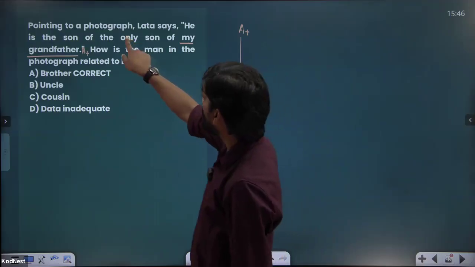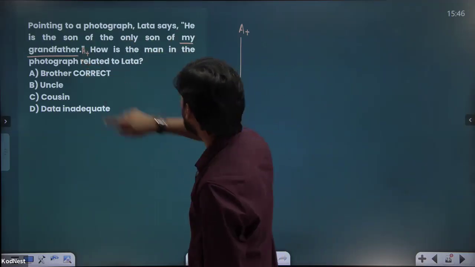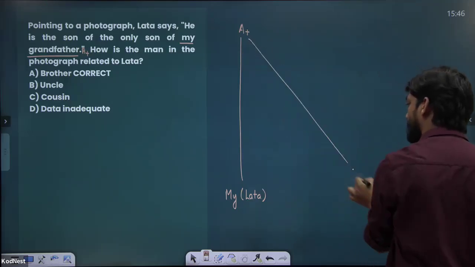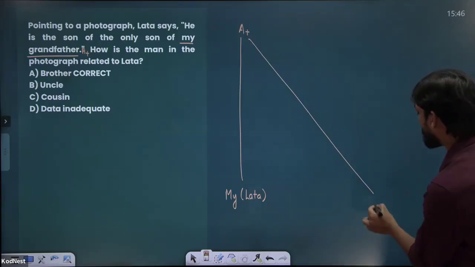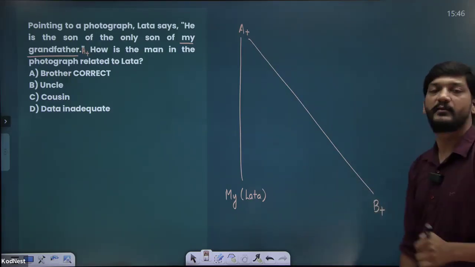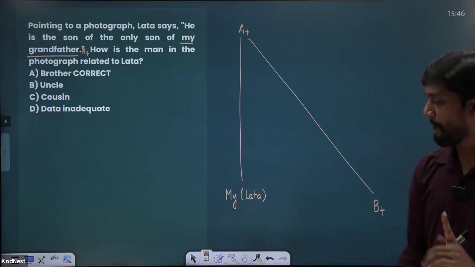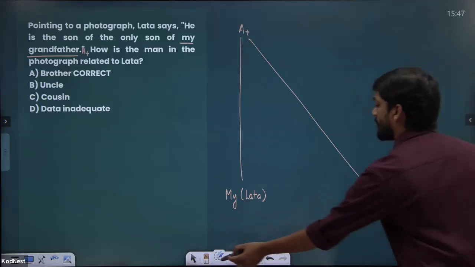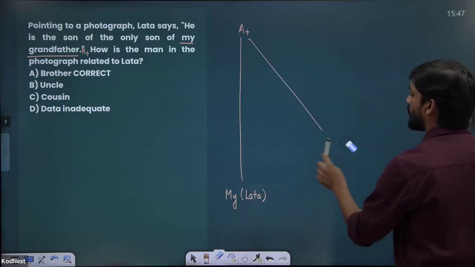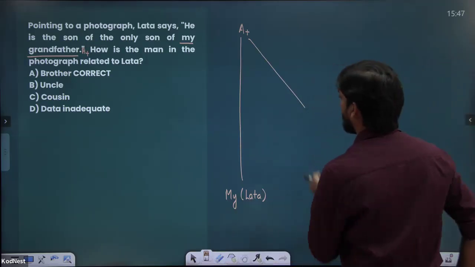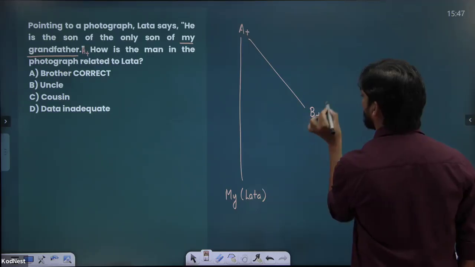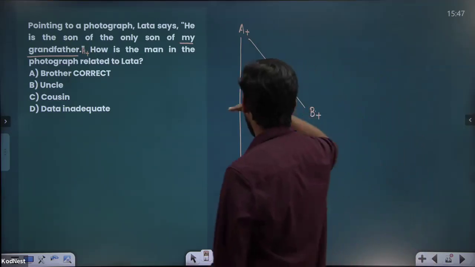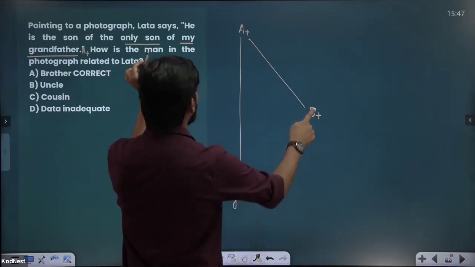Now we have to draw only son of my grandfather. That means only son of A plus. Only son of A plus, will it be this? Please answer. Will it be this person? Does it make sense? Only son. No. My dear, it is 2 generation gap. So this is not right. Only son you have to draw somewhere in the middle. Okay. Only son will be this. So my grandfather, only son. So son will be in the middle generation. So only son we are representing as B plus.